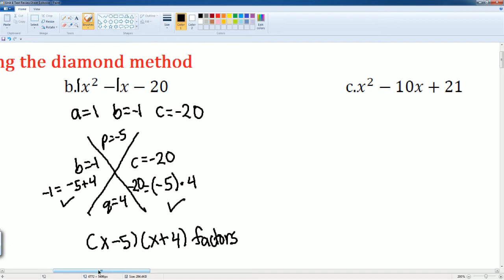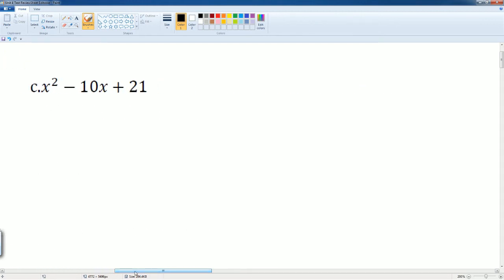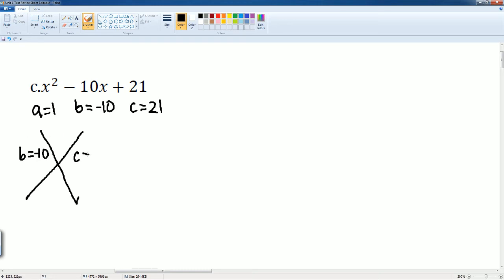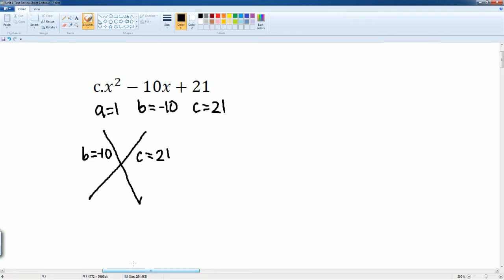Let's look at C. Same process. A equals to 1, B equals to -10, and C equals to 21. Let's do the diamond method. B equals to -10, C equals to 21. You want to find two numbers that multiply to make 21 that adds to -10. I'm going to pick 7 times 3. That gets me 21, so that works. Now I'm going to add them. 7 plus 3. Does that get me -10? No, that gets me +10.